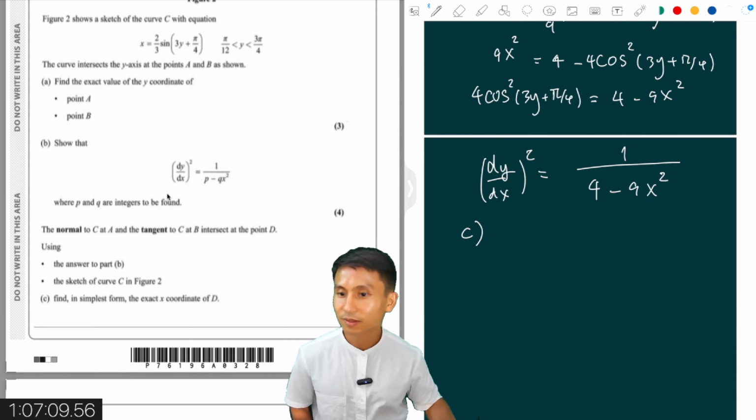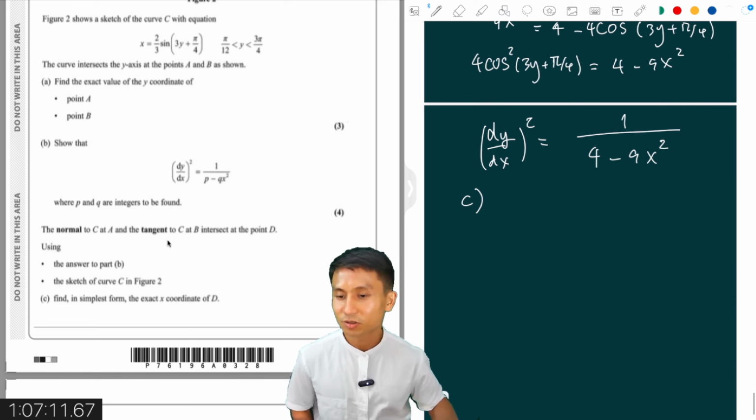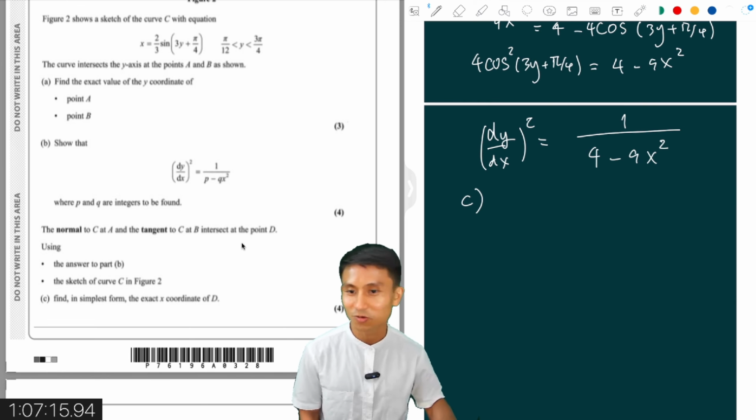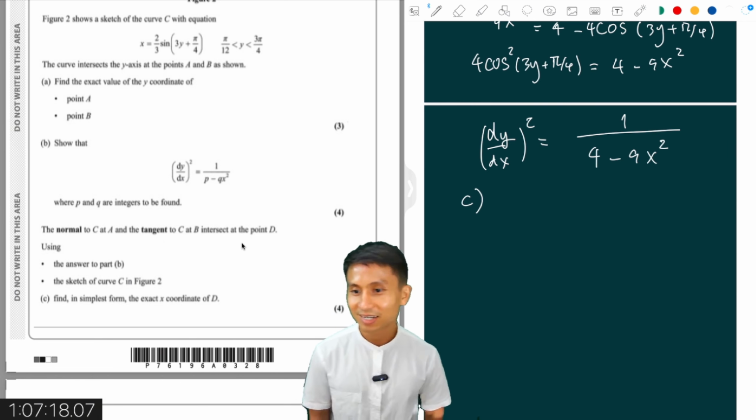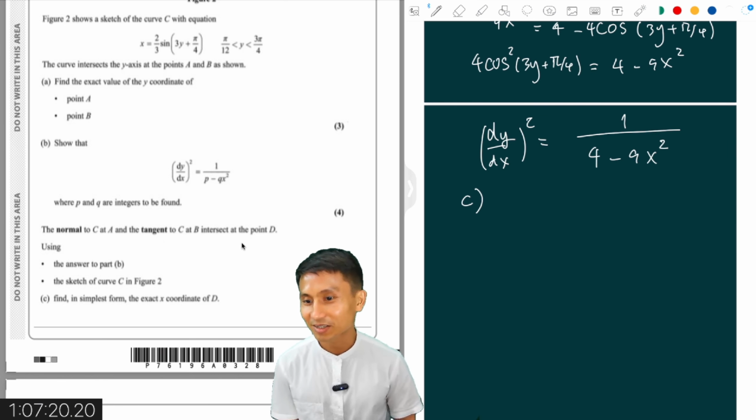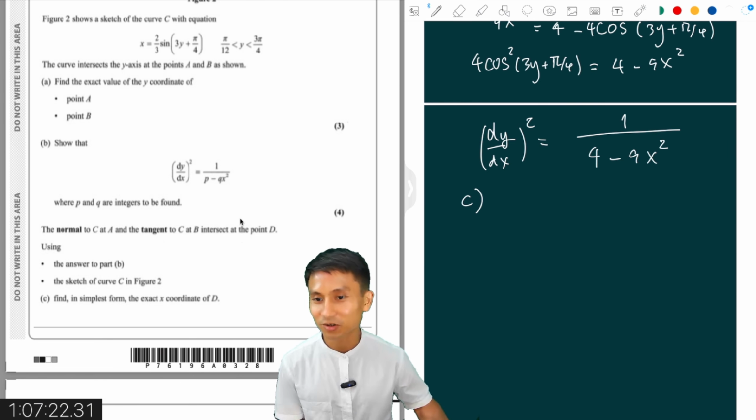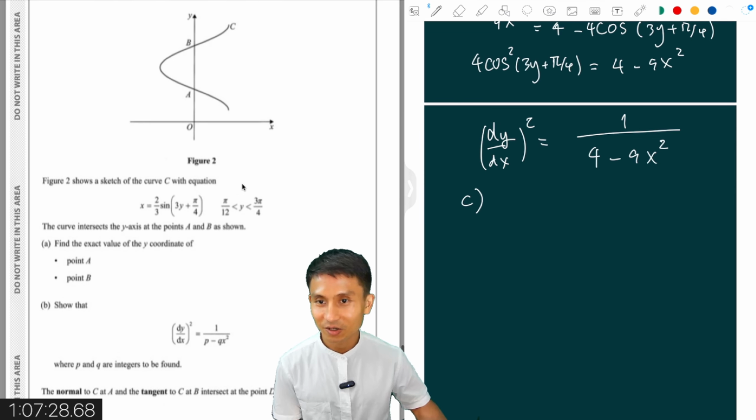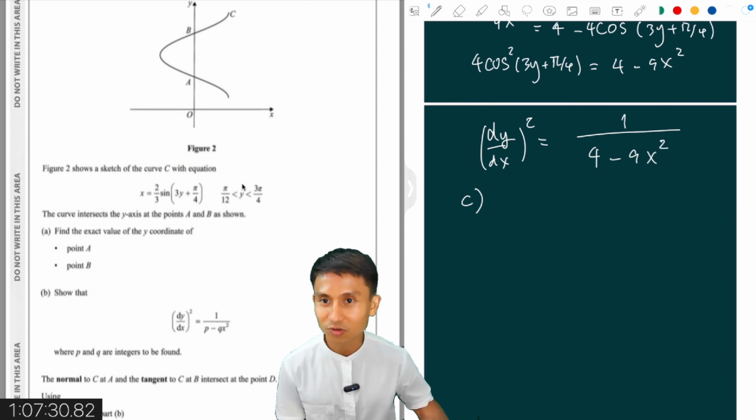Part C. The normal to C at A and the tangent to C at B intersect at point D. Horrible. Using the answer to B and the sketch of the curve C in figure 2, we need to find two functions. Okay, they intersect at point D. So what happens here? Normal to C at A.